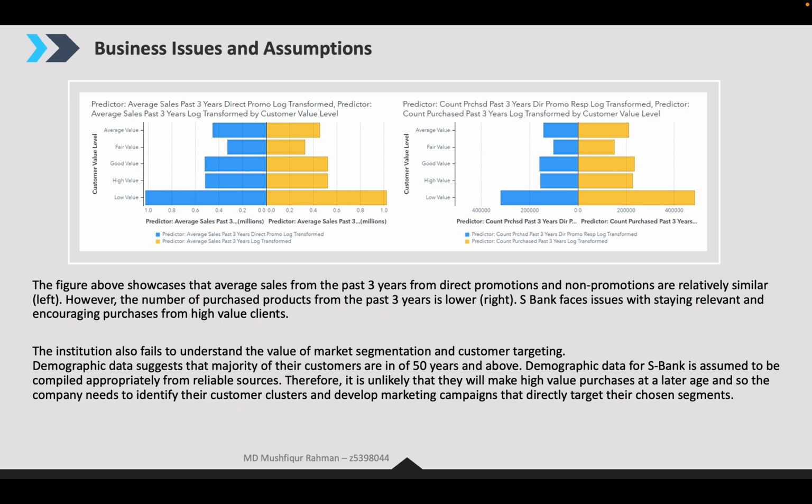The fourth issue is with market segmentation. The target demographic for S-Bank at this point in time are individuals aged 50 years and above. These people, however, are not likely to spend a lot of money on financial services. S-Bank's target must shift towards a lower-aged audience. Therefore, the business needs to identify clusters and methods of targeting these clusters of customers effectively. They need to develop market segments and gain better understanding of their overall segments.